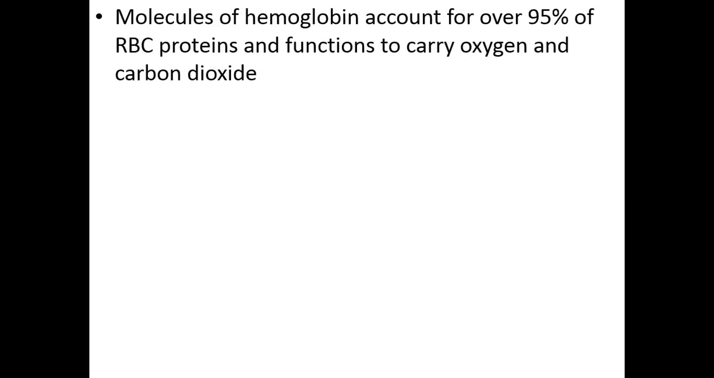The other characteristic, within the red blood cell or on the surface, is molecules called hemoglobin. Hemoglobin is a very specific protein, and it's about 95% of all the red blood cell proteins on the entire cell itself. Hemoglobin is the protein that binds to oxygen and carbon dioxide and carries it throughout the bloodstream.